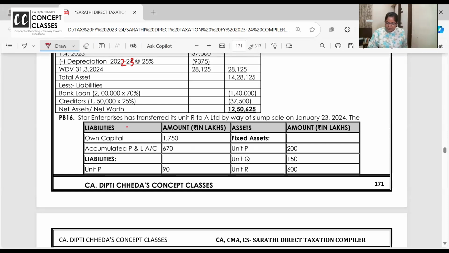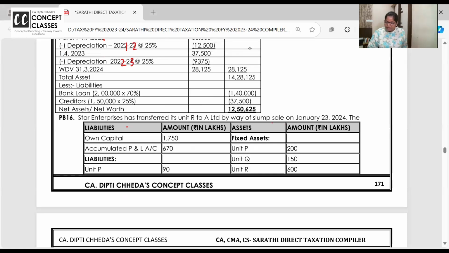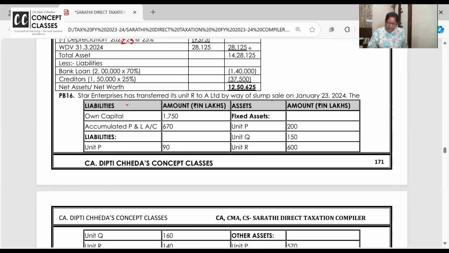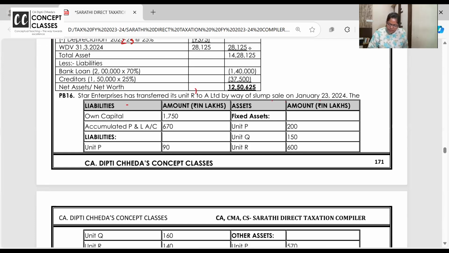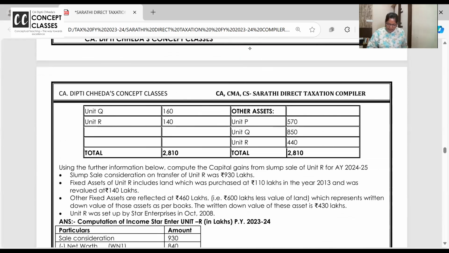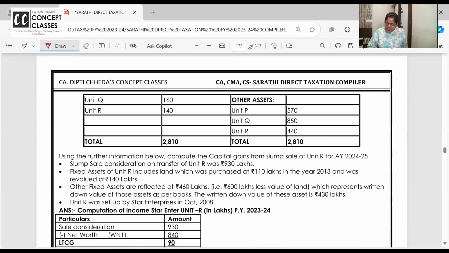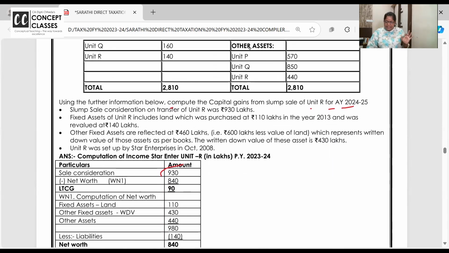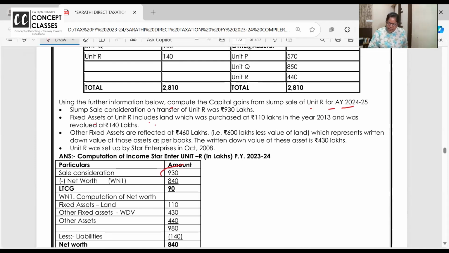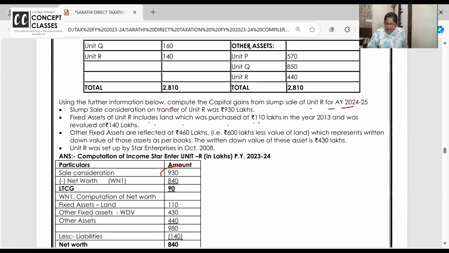Star Enterprise has transferred its unit R to A Limited by way of slump sale. Okay? The liabilities and assets are all given in capital. Which unit they have transferred? Unit R. Using further information, compute the capital gain for unit R. Slump sale consideration is 930 lakh. How much is sale consideration? 930 lakhs. Fixed assets of unit R include land which is purchased at 110 and it was revalued at 140.